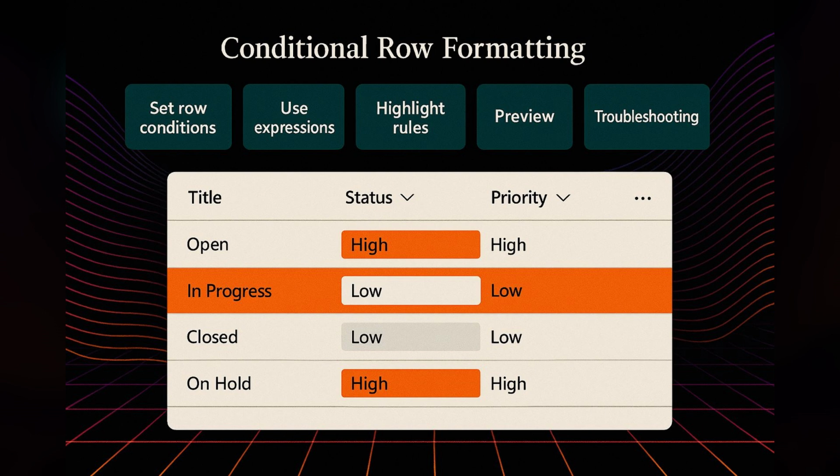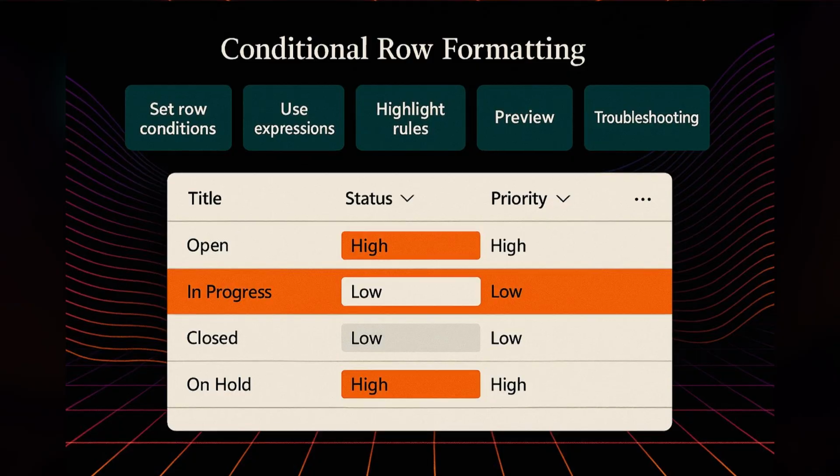Preview and troubleshooting tools help refine rules before applying them. Consistent formatting across teams fosters shared understanding, while accessible design supports users with varying needs. Whether in business, education, or reporting, conditional row formatting transforms raw data into actionable insight.